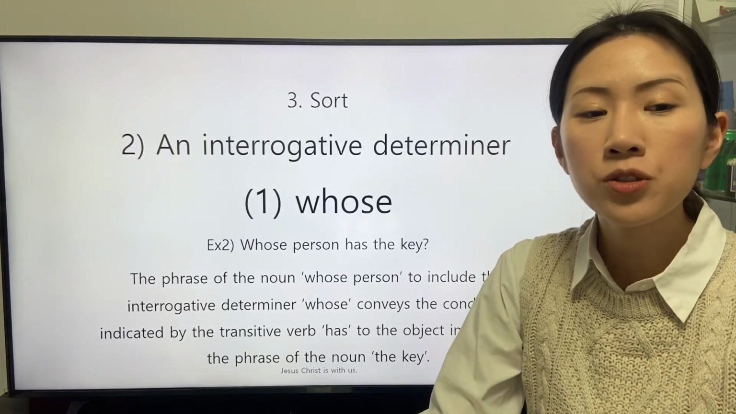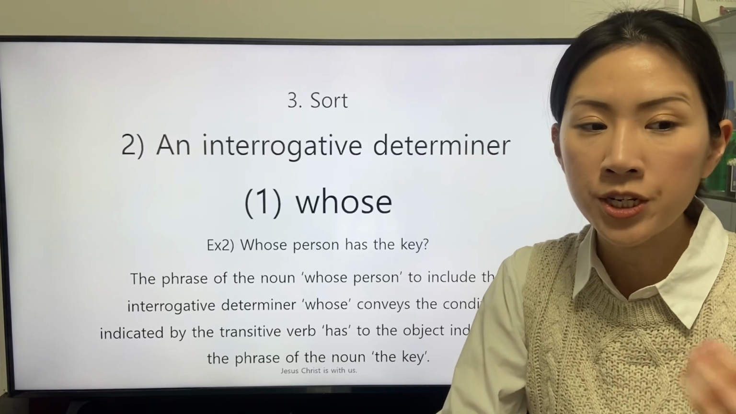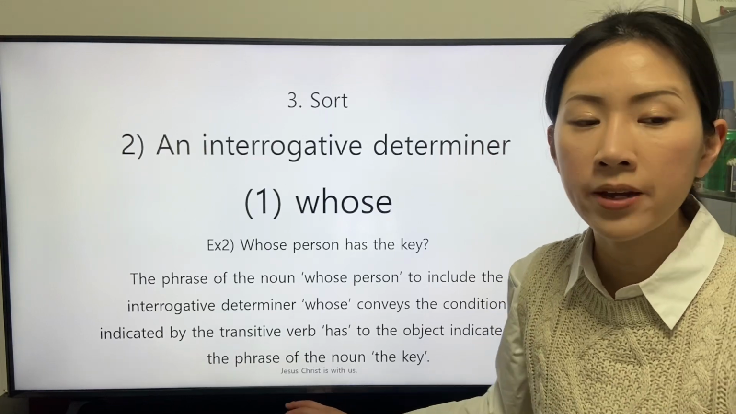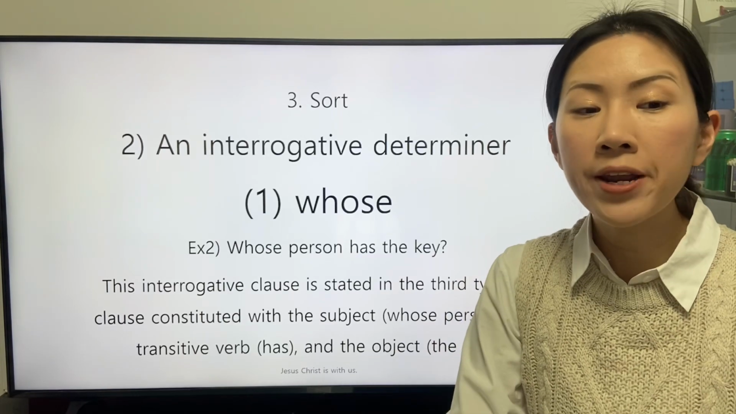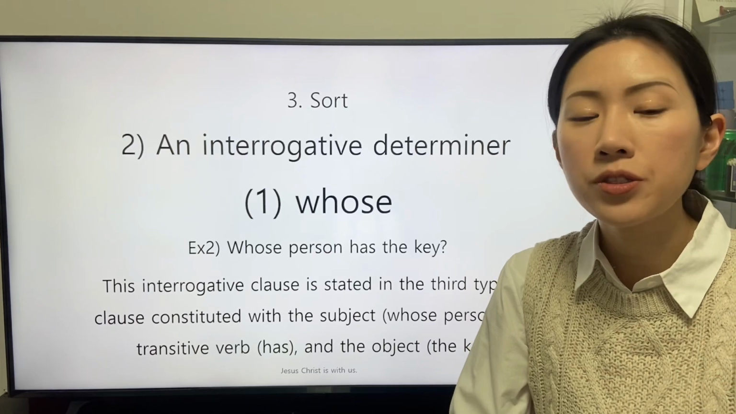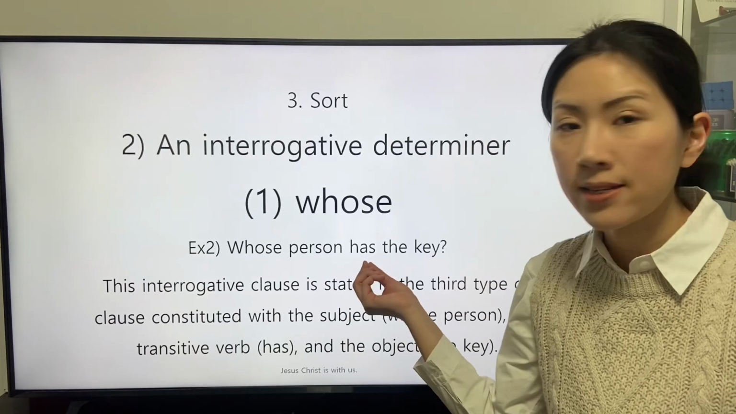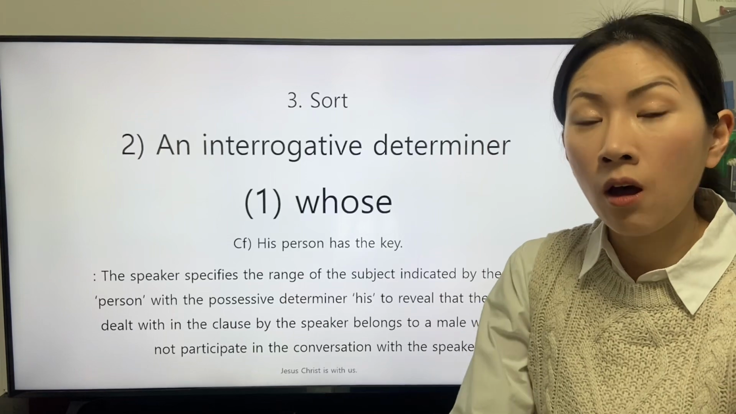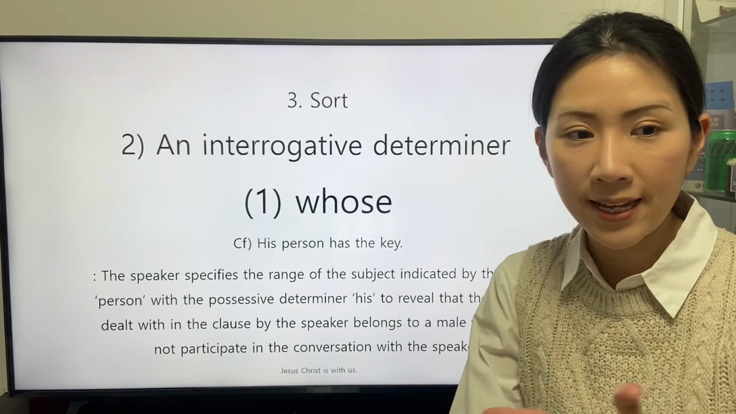The phrase of the noun whose person, to include the interrogative determiner whose, conveys the condition indicated by the transitive verb has to the object indicated by the phrase of the noun, the key. This interrogative clause is stated in the third type of clause, constituted with the subject whose person, the transitive verb has, and the object, the key. One of the responses is stated in the conference. His person has the key.